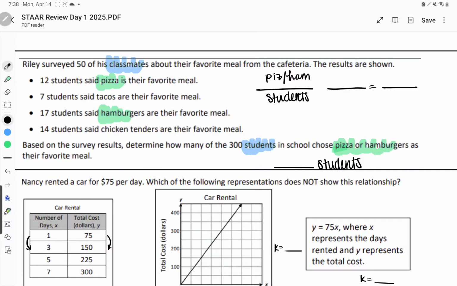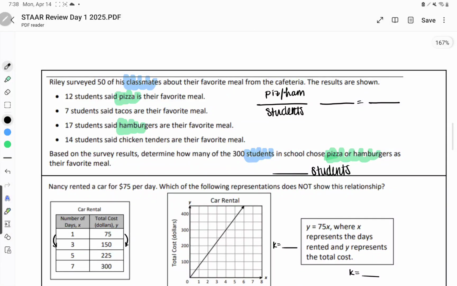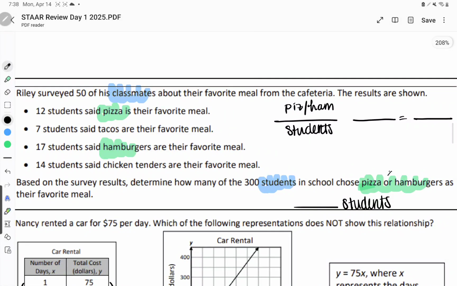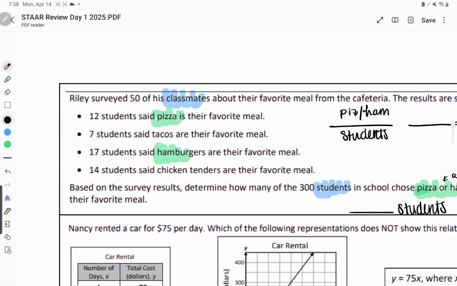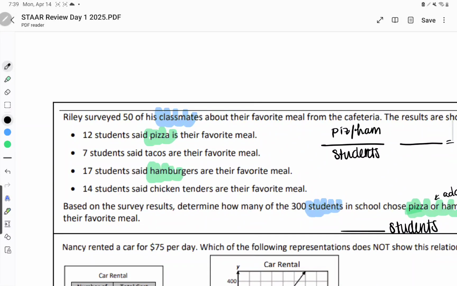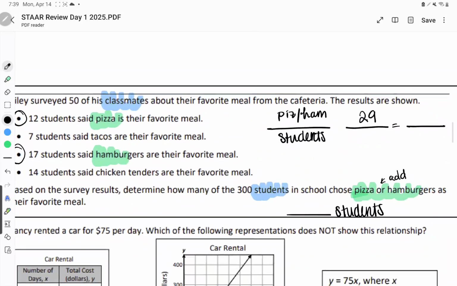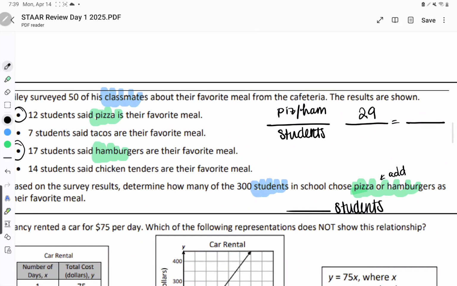Okay, so in the first segment, when it's talking about pizza and hamburgers, it says or, so we would add our pizza and hamburgers. So we want to know how many pizza or hamburgers do we have? Well, we have 12 students that like pizza and 17 students that like hamburgers. So I would have 29 students overall because 17 plus 12 gives me 29. And then how many students do we have at first? We at first had 50 students.